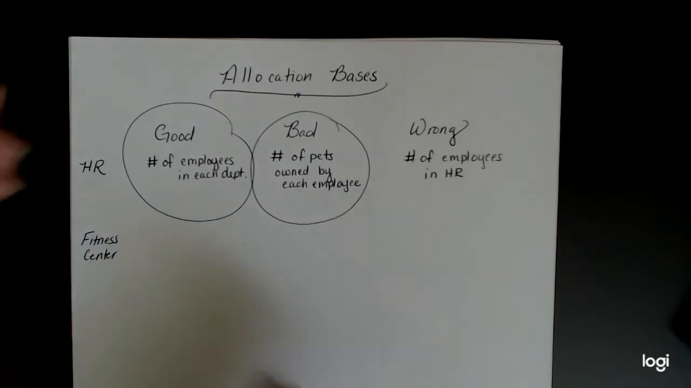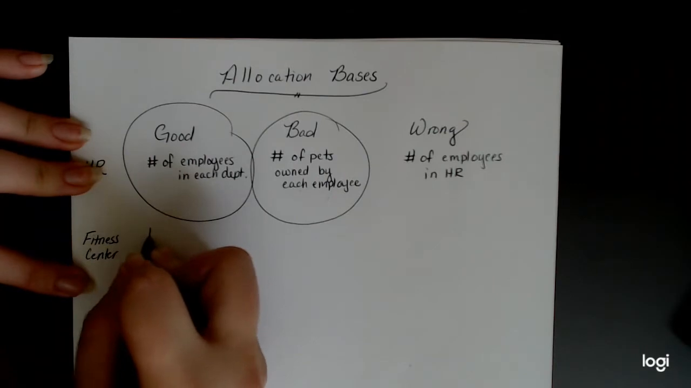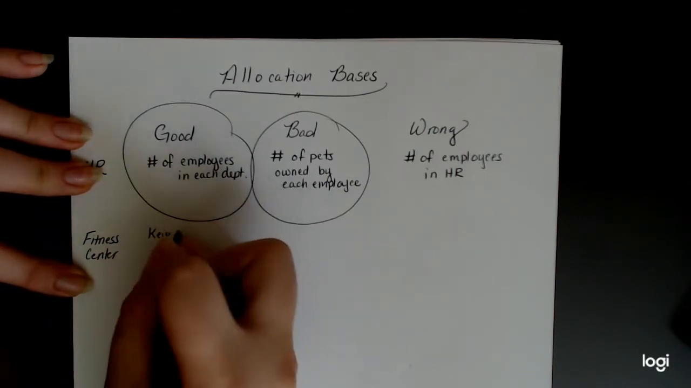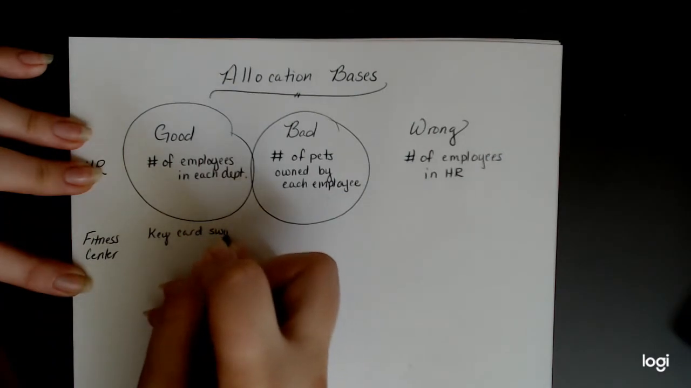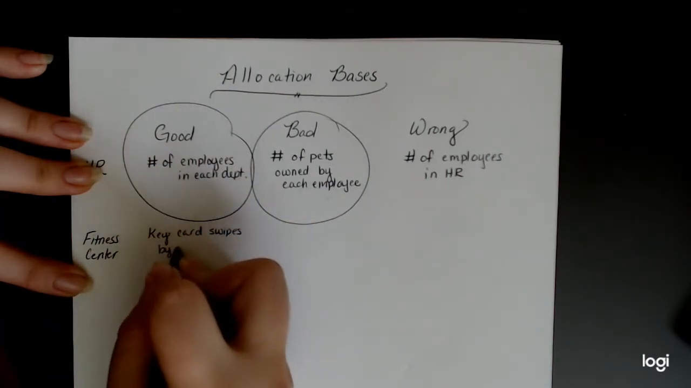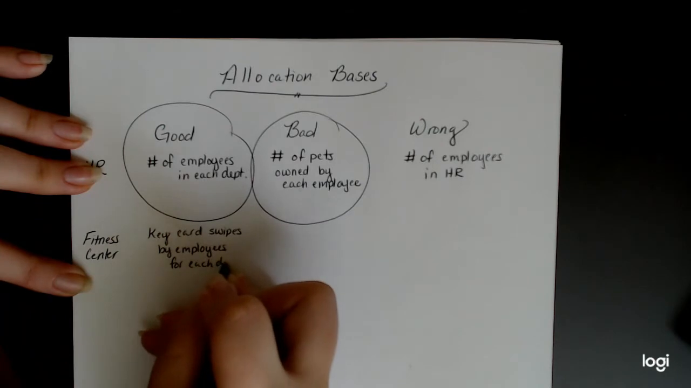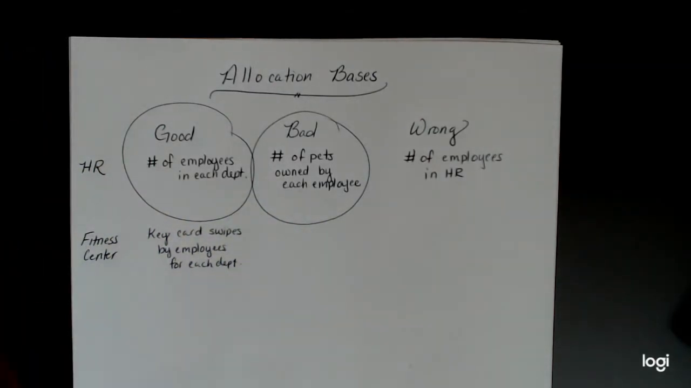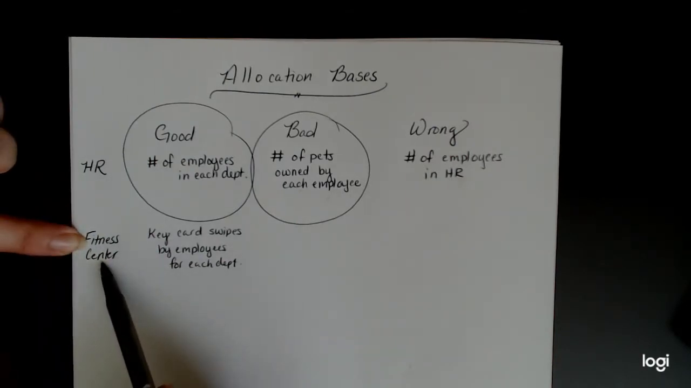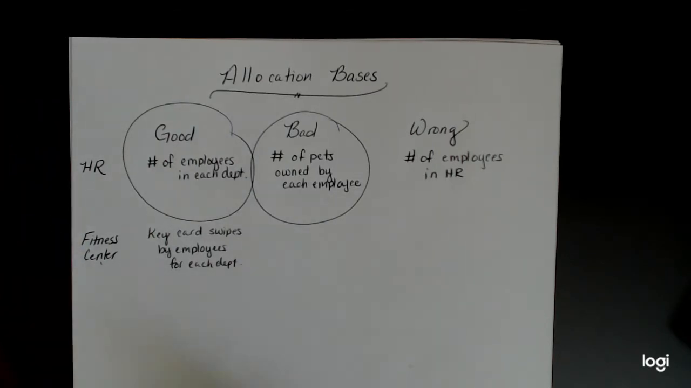So a really good allocation base would probably be, let's say they had key cards that track who uses it. Key card swipes by employees for each department. So for example, we have a gym here on campus. Let's say that the employees in accounting swipe their card to get in 10 times during the month, but the employees over in biology use it 100 times during the month. Then a significantly larger portion of that fitness center's costs are going to be allocated to biology versus accounting because they use it more. So that would be a very good way of allocating that cost.